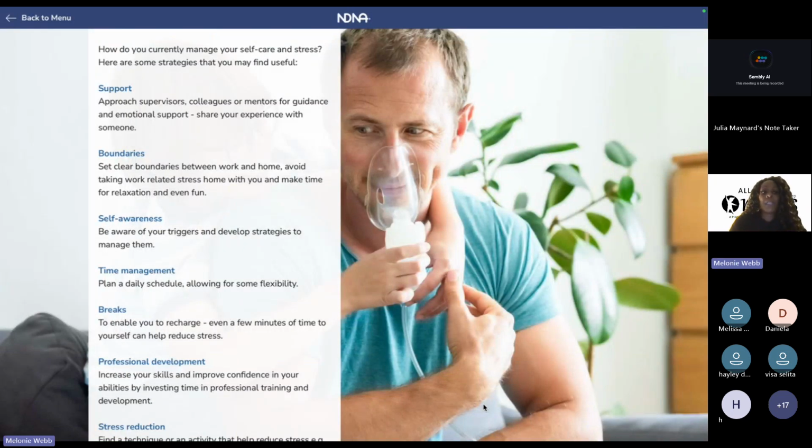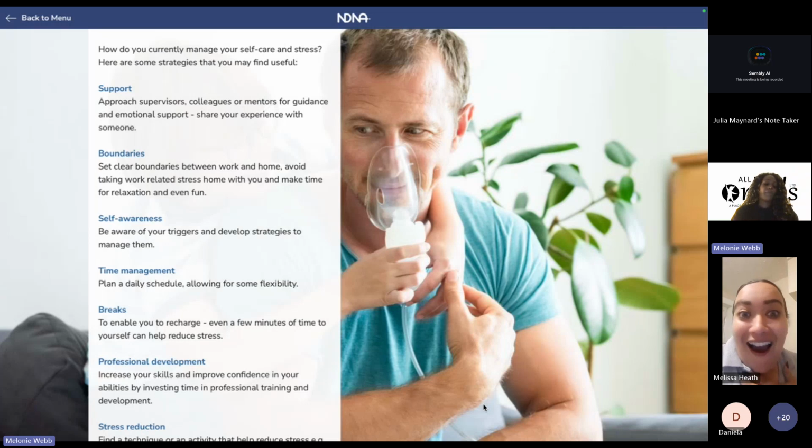Set clear boundaries between work and home. Avoid taking work-related stress home with you, and make time for relaxation. What's that then? And even fun, guys. You're allowed to have fun outside of the hours of 6 p.m. and 7:30 a.m. Just a little bit. Don't push your luck, because then you'll get overtired and then it'll be a whole problem.